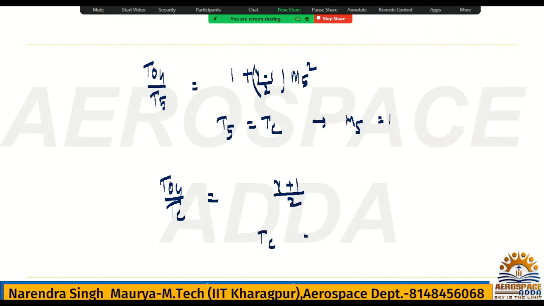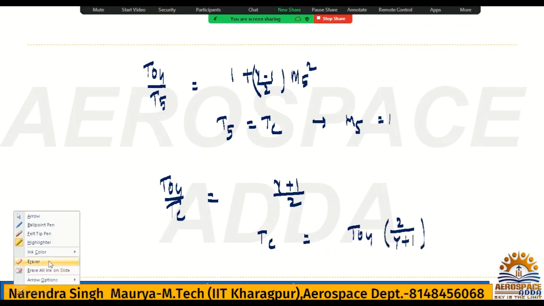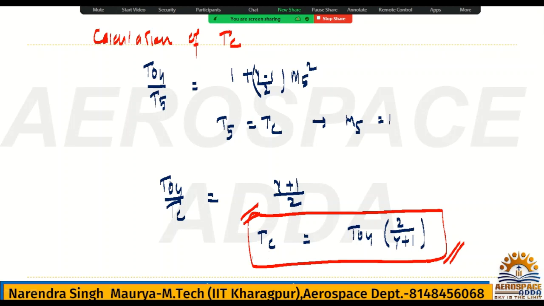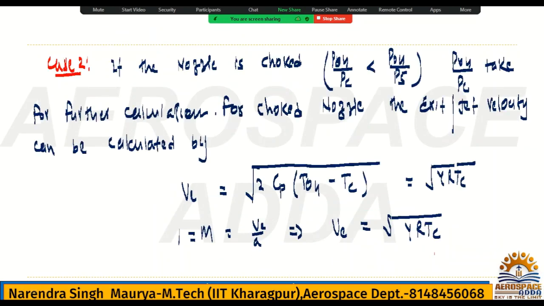So what is TC? TC is nothing but T04 divided by gamma plus 1 by 2. Done. So now you have TC, right? Once you get TC, then for the choked nozzle you take the root of gamma R TC, and then you will have the exit velocity. Once you have the exit velocity, you go for the calculation of thrust. Done. So this was the whole analysis for the nozzle.